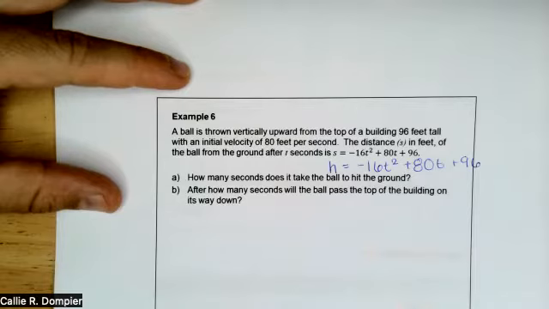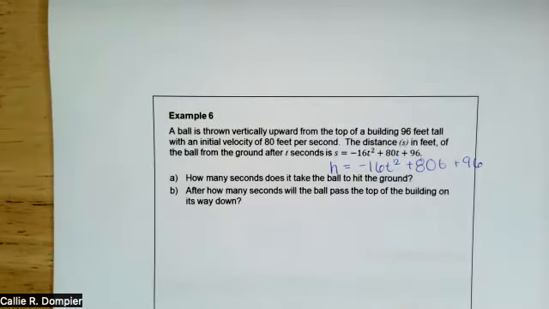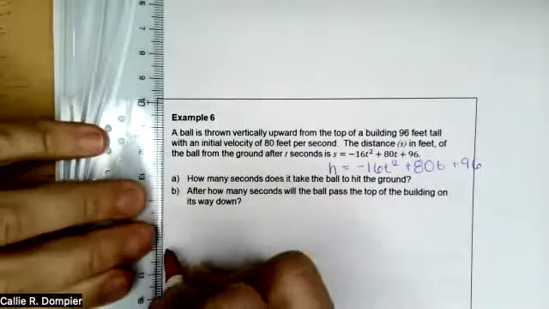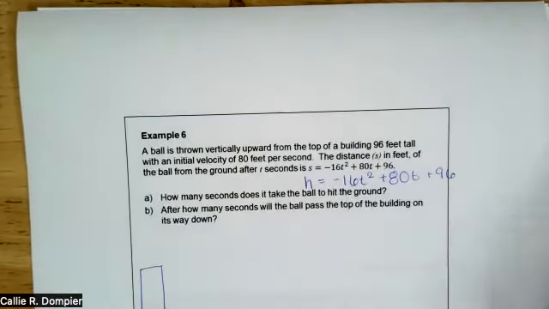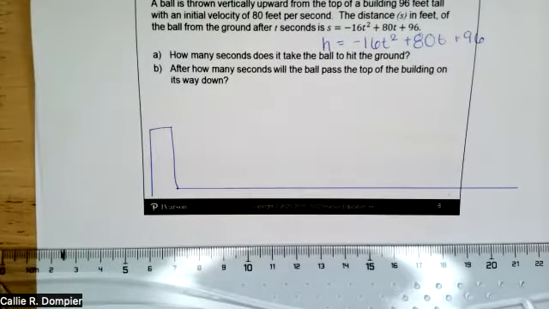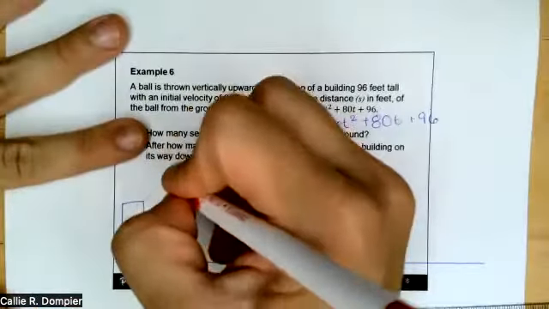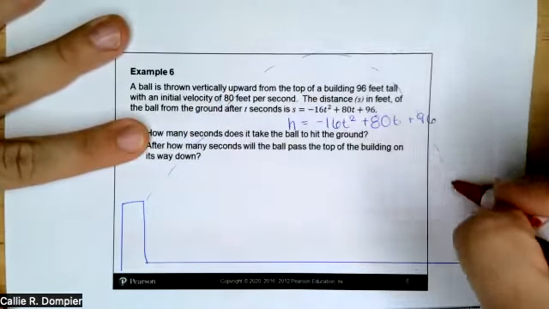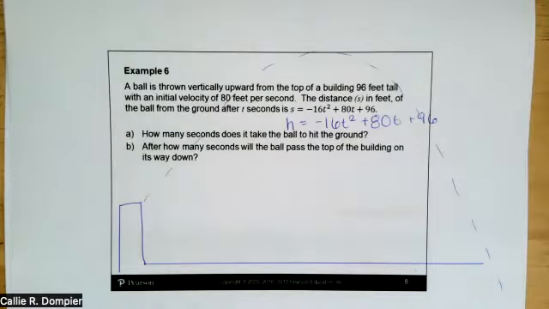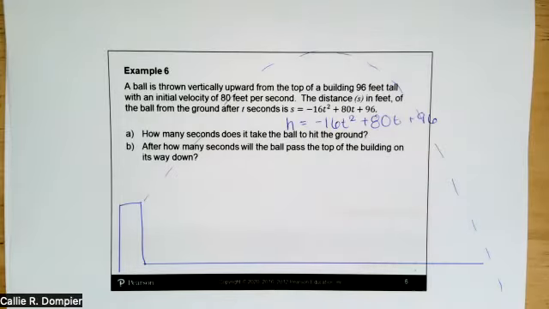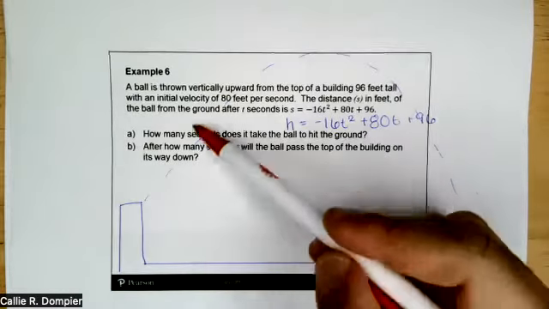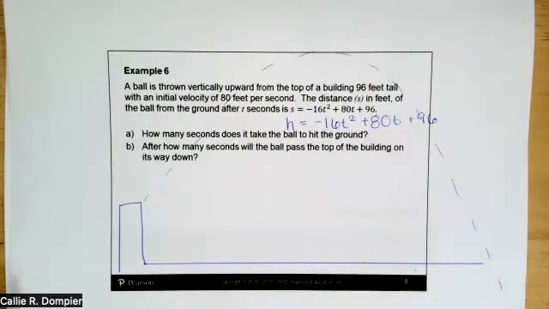So what are they asking? Here's my building. Here's the ground, right? So I'm going to launch the ball. It's going to go up and it's going to go down. This is represented by a curve. And so if you put this into a graphing calculator, or if you graphed it, it would be that same shape. So that's why this formula is quadratic, because when you throw a ball, it makes a curve until it hits the ground, right?